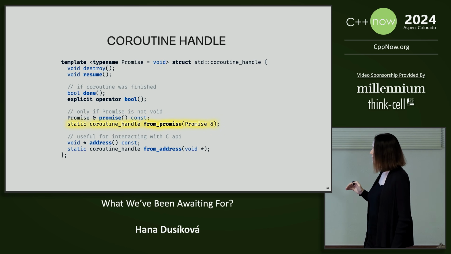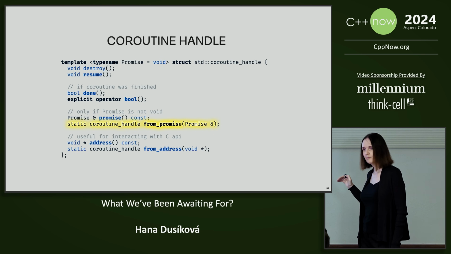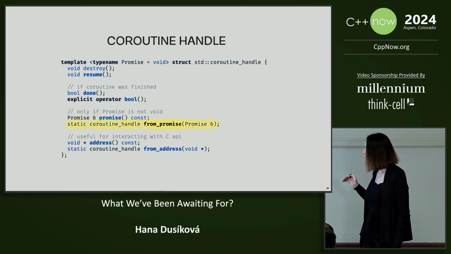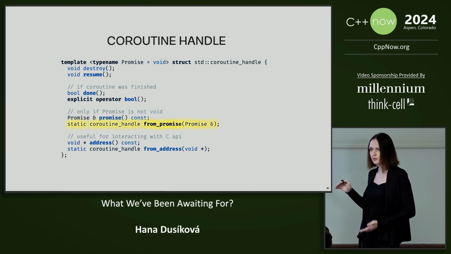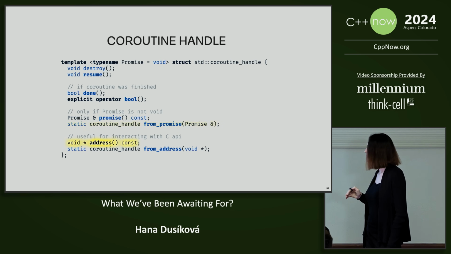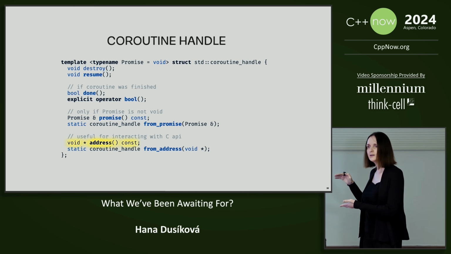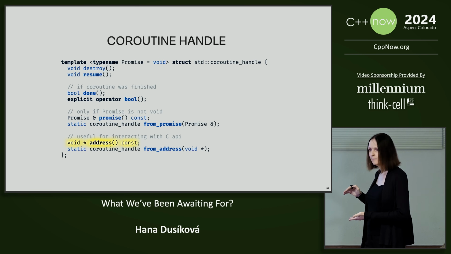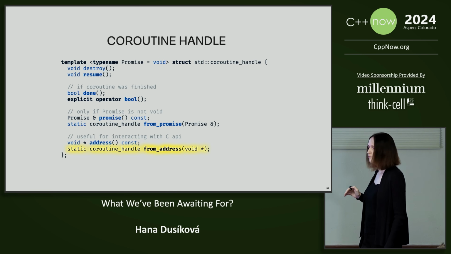You can actually get the coroutine handle from the promise itself, from the promise type itself. So you can build it back. You can cast it into an address, a void star address. So you can actually pass it into a C API. And you can get a coroutine handle from the address itself.